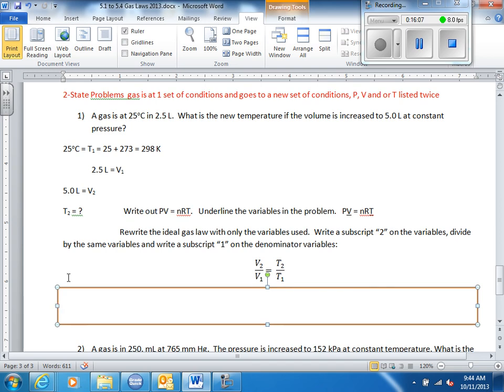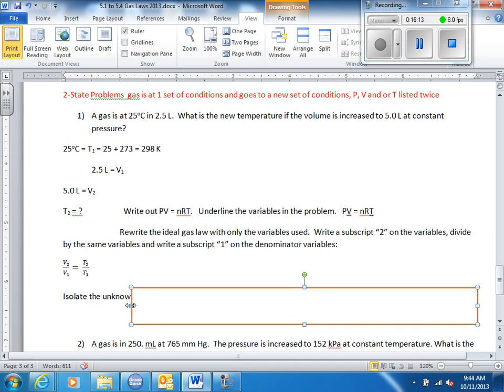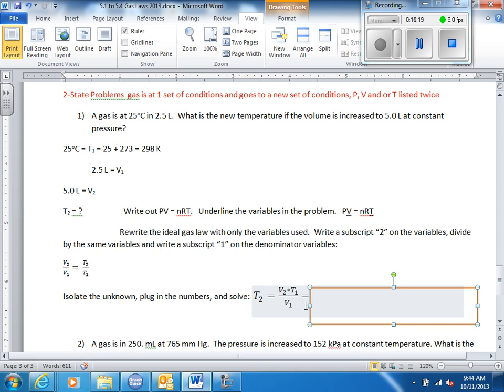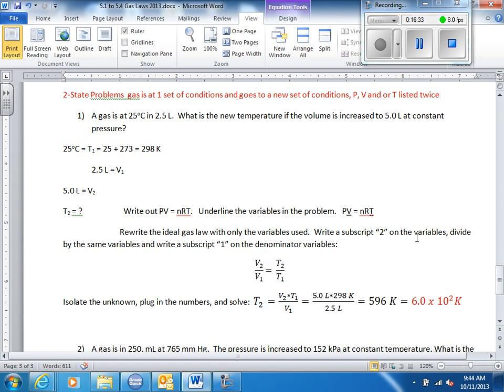Okay, now we are trying to solve for T2, so I'm going to isolate T2 in this equation. We're going to isolate the unknown. You should always do this in these problems. So isolating the unknown, T2 will equal V2 over V1, and then T1 comes to the other side. So V2 T1 over V1, we plug in the values from up here, and we get our answer.